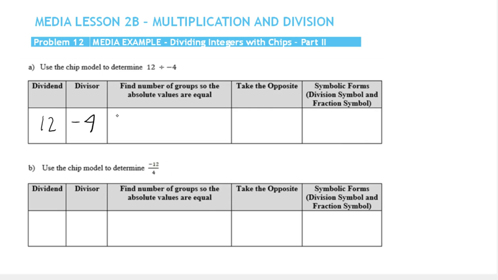So let's use a red pen. So here's one group of -4, two groups, now I have -8, three groups. So I have three groups of -4. But now I want to take the opposite so I can get positive 12 instead of -12.